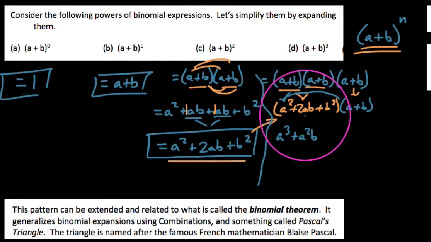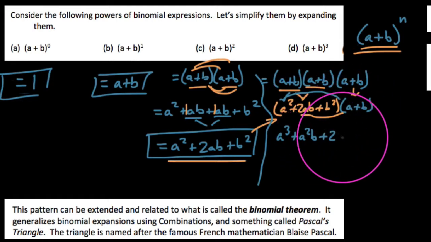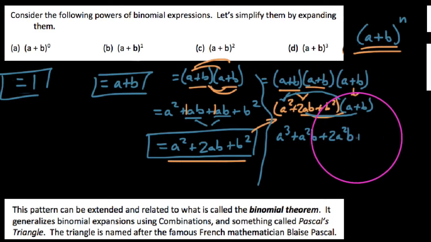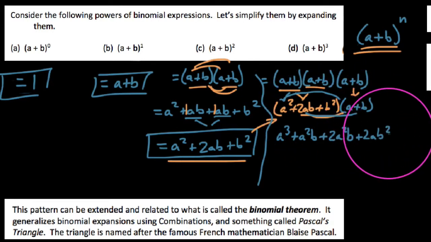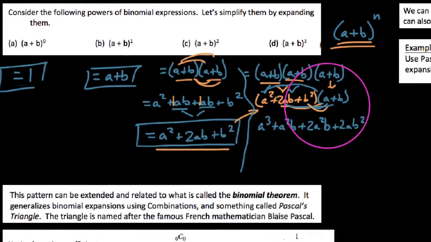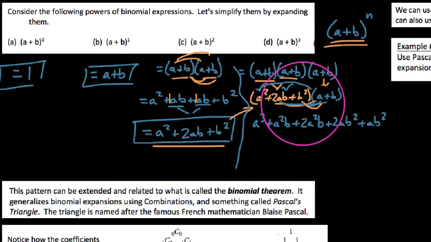Let's go ahead and take a look at our 2ab. If we were to take 2ab times a, we would get 2a squared b. And if we take 2ab times b, we would get 2ab squared. So plus 2ab squared. So we're done with our 2ab, our middle term in this trinomial. And now b squared times a, we would get plus a single a and two b's, ab squared. And then b squared times b, we'd get b cubed.